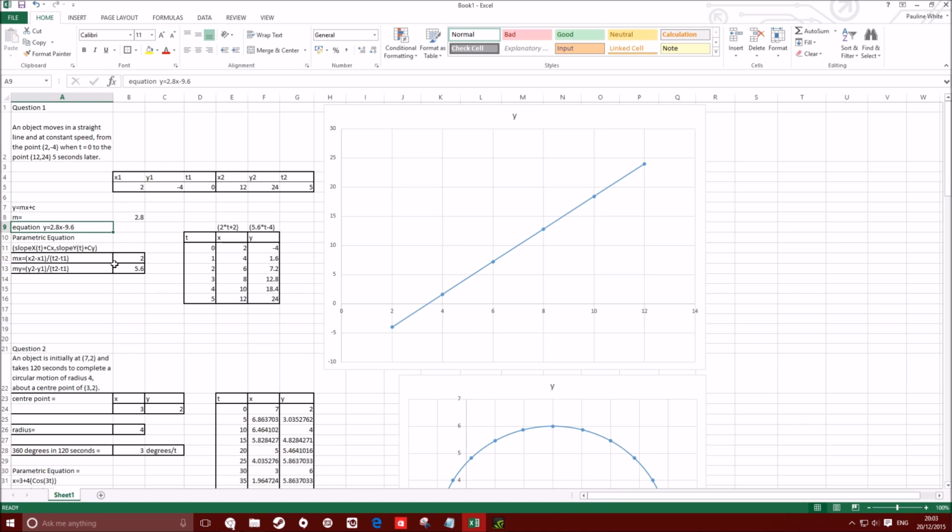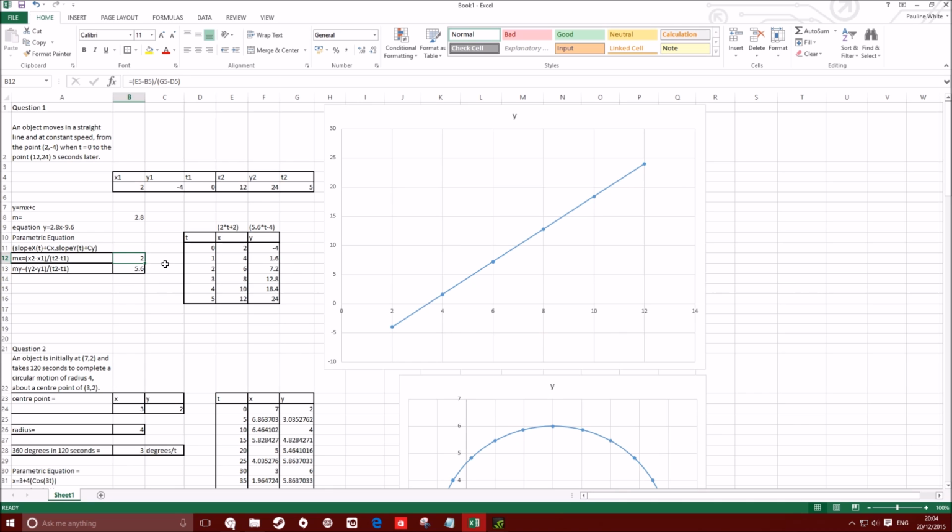To add time into this, we must find the slope of x against t and the slope of y against t using the same formula. So instead of y2 minus y1 over x2 minus x1, for the x slope it's x2 minus x1 over t2 minus t1, t2 being 5 and t1 being 0, and that gets you mx. Then you do the same for y, and that gets you 5.6, and mx is 2.